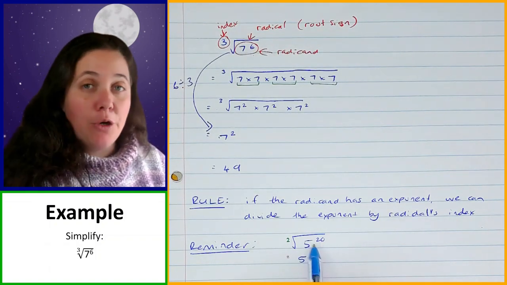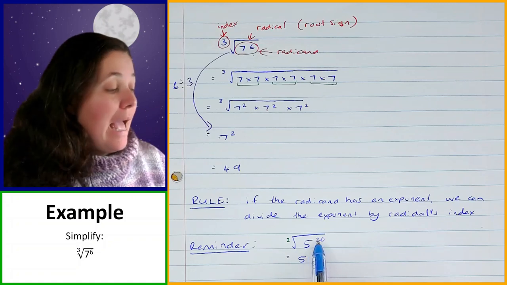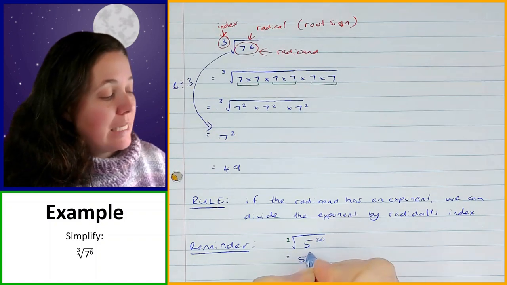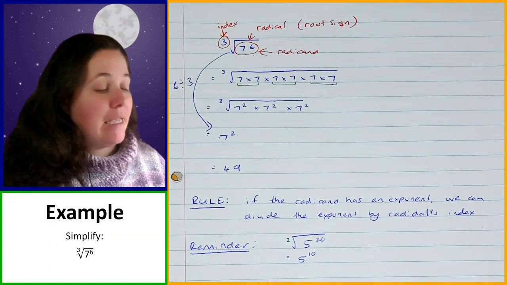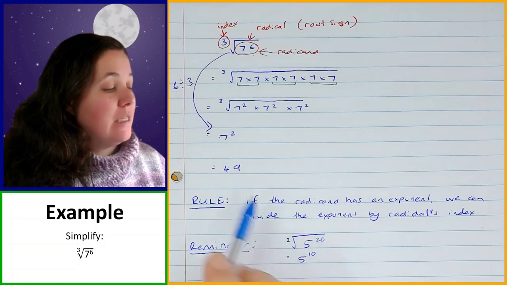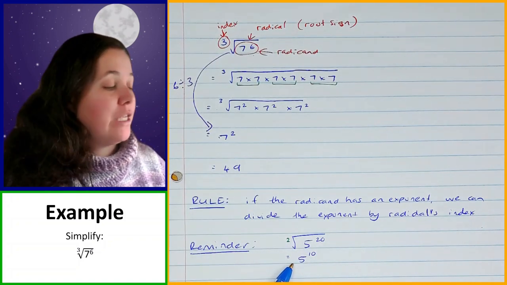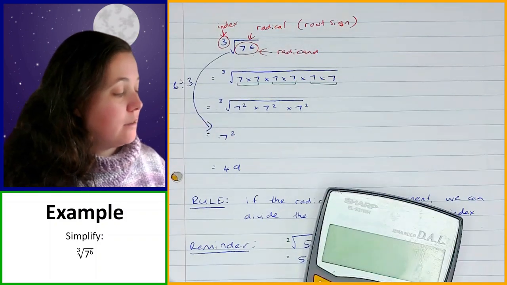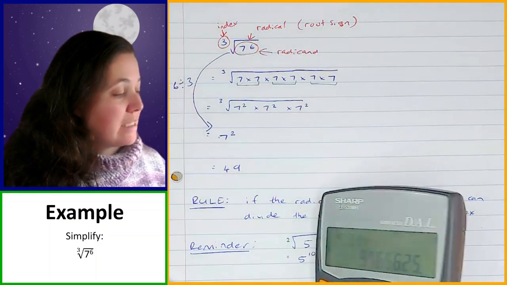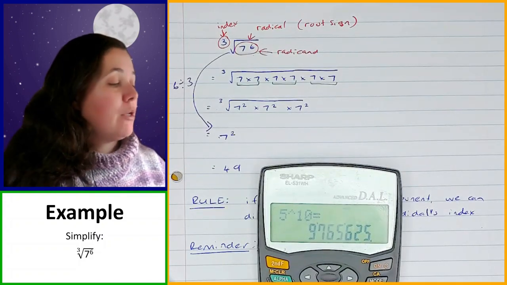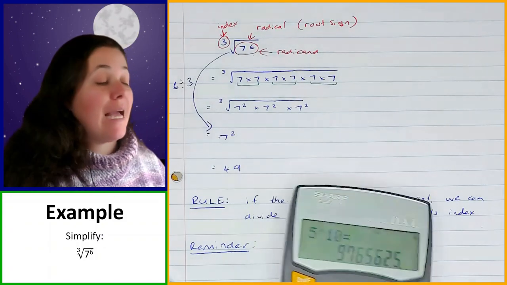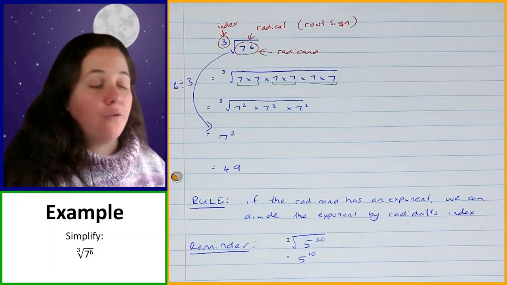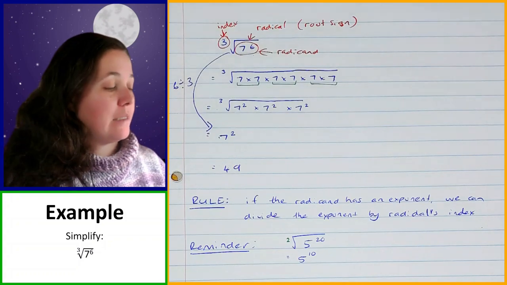So in this case over here, I've got 5, and then I take the 20, the exponent inside of my radicand, and I divide it by the radical's index, which is 2. So 20 divided by 2 gives me 10. So that is 5 to the power of 10. And when you're working with big numbers like this, you can leave it in exponential form. You don't need to actually work that out. You can if you want to. 5 to the power of 10 gives us that very big number over there. But when we are working with very big numbers like that, you don't have to write it out in standard form. You can write it in exponential form like this.